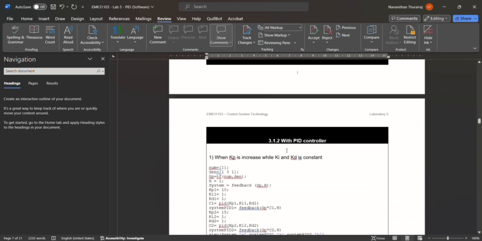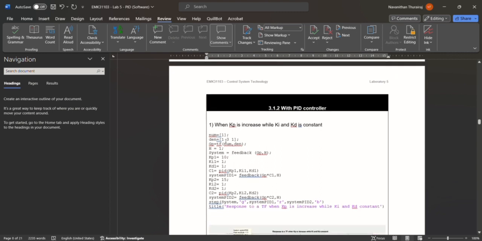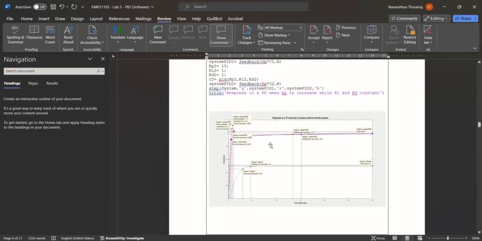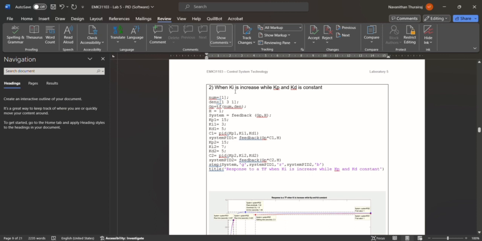The second one is with a PID controller when Kp is increased while Ki and Kd are constant. The numerator and denominator are the same, 1, 1, 3, 1, but we are inputting the Kp value, Ki value and Kd value. Here we input 10, 1 and 1. Here we input 15, 1 and 1. This is the graph for the response to TF when Kp is increased while Ki and Kd are constant.